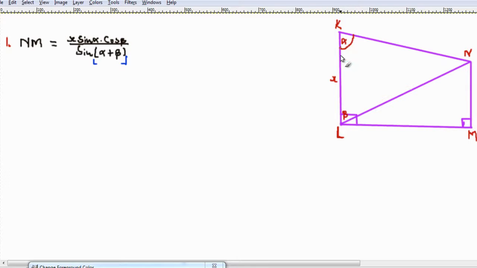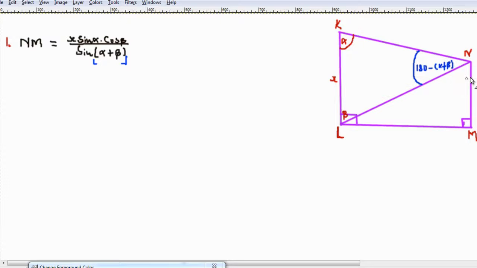Let's consider triangle KLN, this triangle, and define the angles. If we define this angle here, it should be 180 minus the sum of these two angles, alpha plus beta. The reason is that the angles in a triangle sum up to 180 degrees. So 180 minus alpha plus beta, so there's our alpha plus beta then.